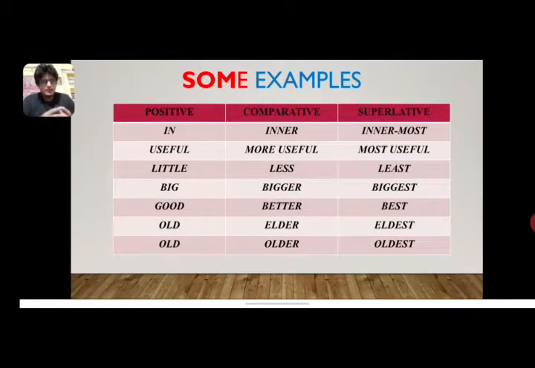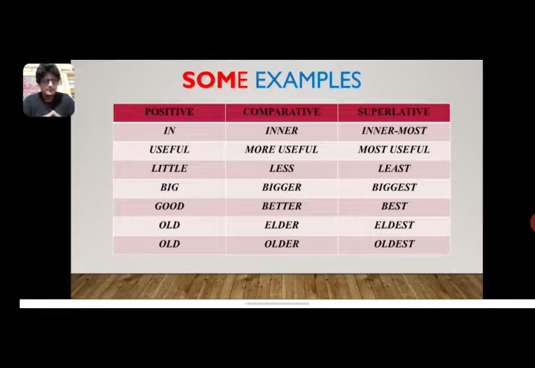Then the third one is the superlative degree of comparison. When we compare more than one, let us say more than two things at the same time, based on certain similar attributes, then that is known as the superlative degree of comparison, but they are always termed under the category of adjectives. For example, the comparative is inner, and then the innermost.